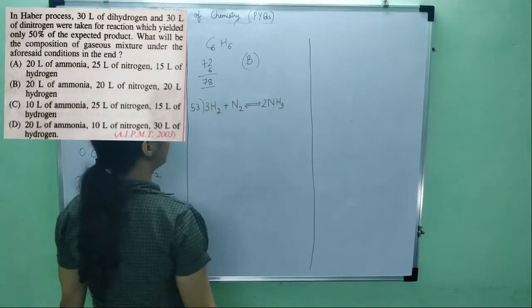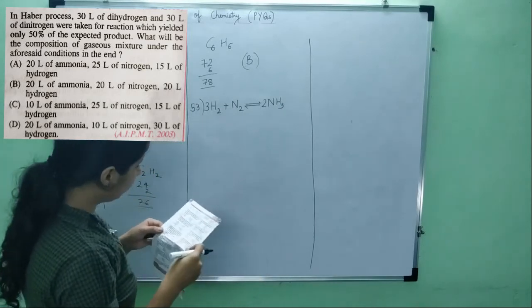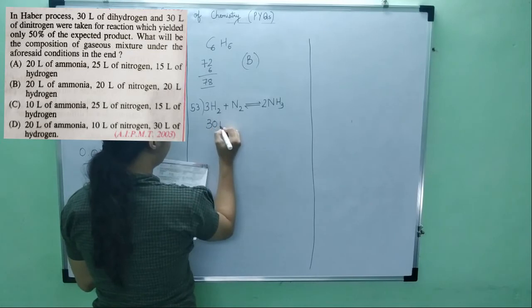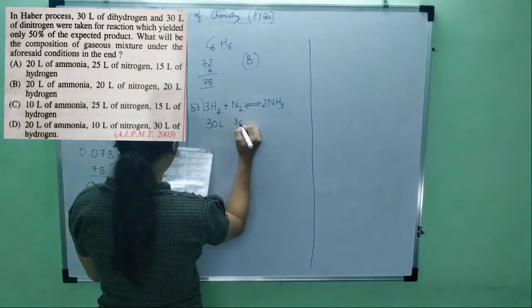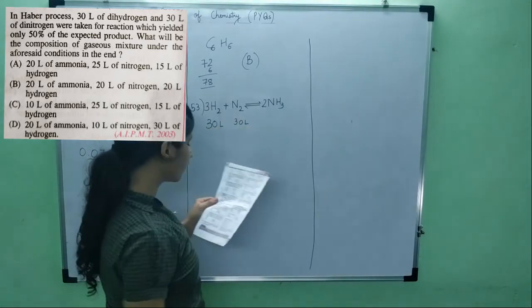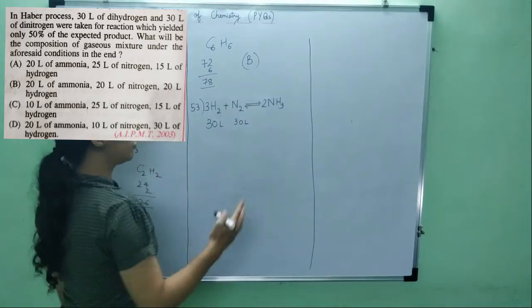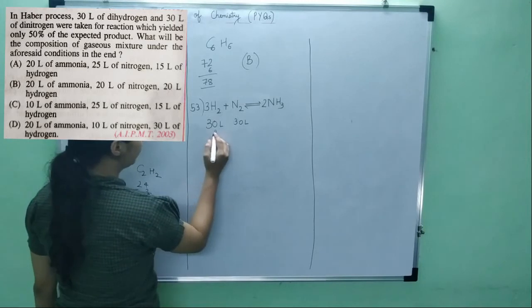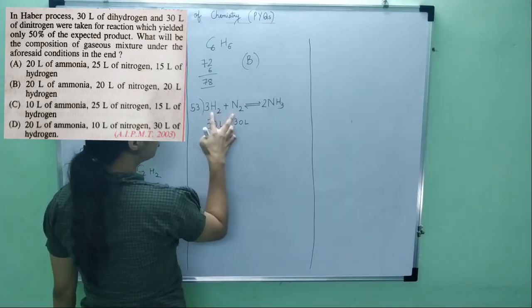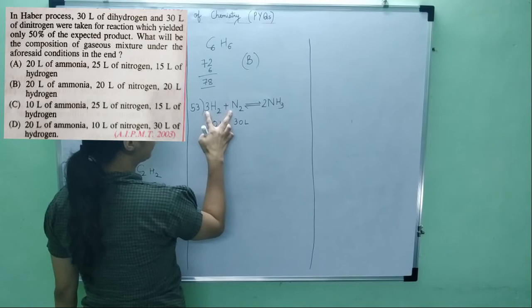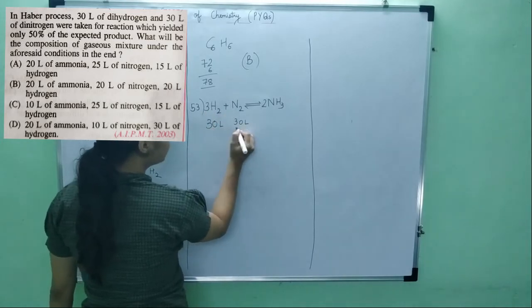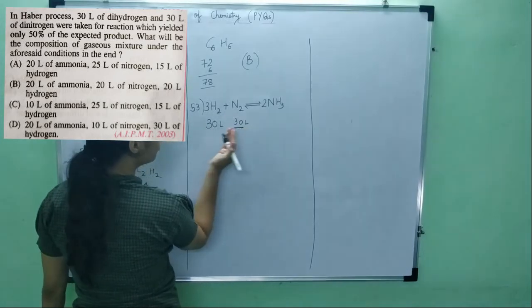So this is the final balanced equation. Now what they are saying that 30 liter is taken. So total volume of this is 30 liter, and how much this is taken? 30 liter. And only 50% of it yielded the product. Now we'll have to first see what is the limiting and what is the excess reagent. Now if you see, for the ratio of volumes should be 3:1. Okay, but the ratio is what? 1:1.